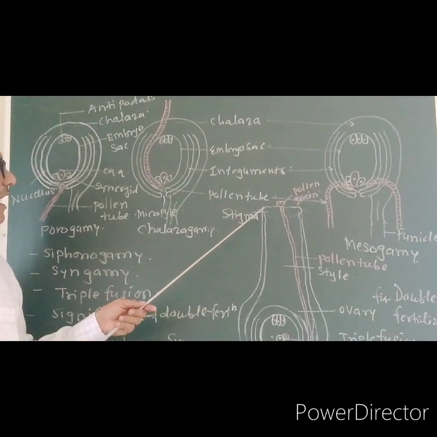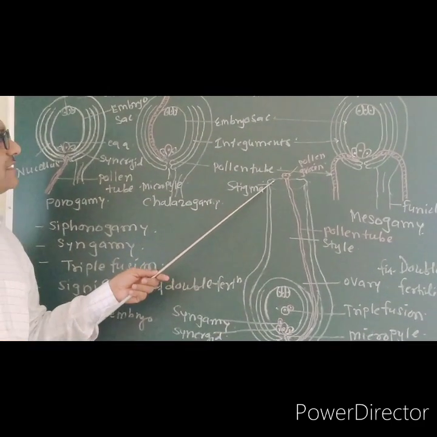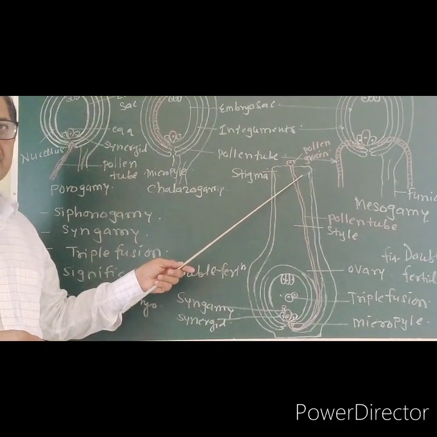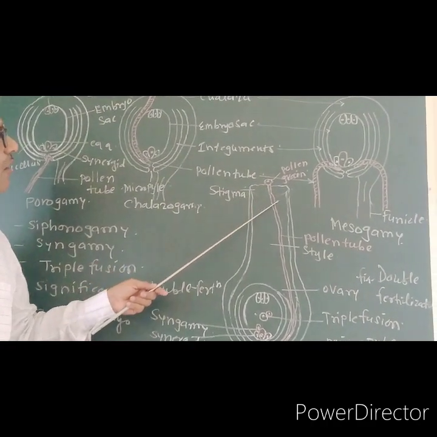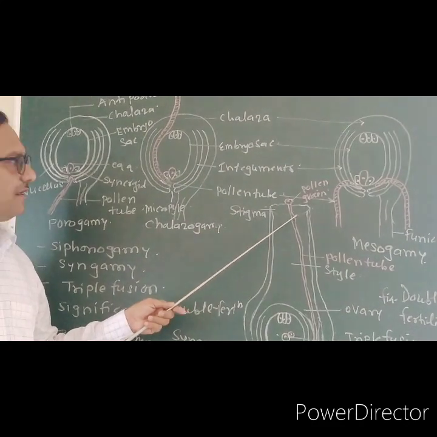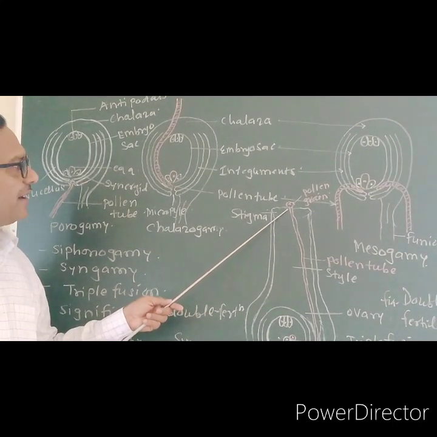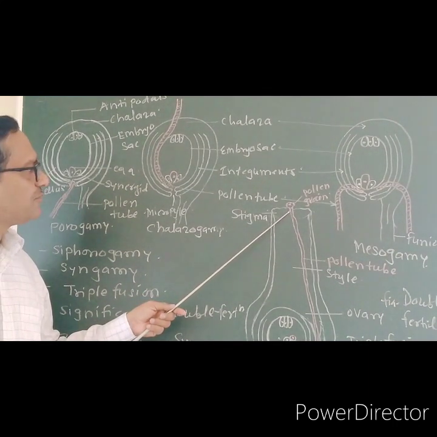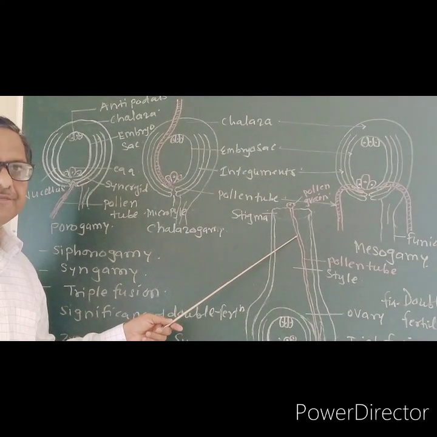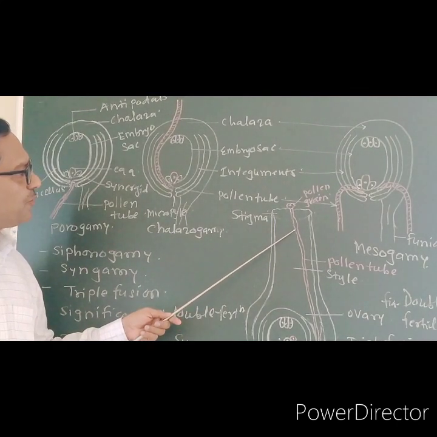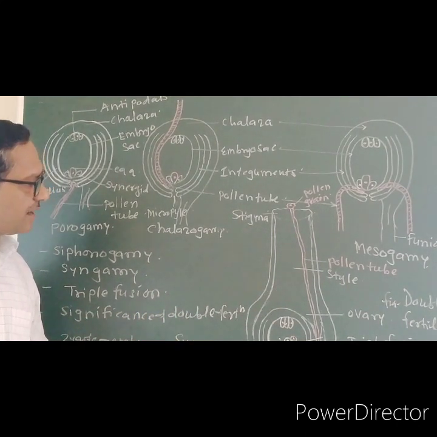First, after pollination, that is when pollen grains fall on the stigmatic surface. Suppose this is a compatible pollen grain. It falls on the stigmatic surface. This pollen grain germinates on the stigma of the gynoecium and produces a long and elongated pollen tube. This pollen tube passes through the stylar canal and reaches up to the ovule.